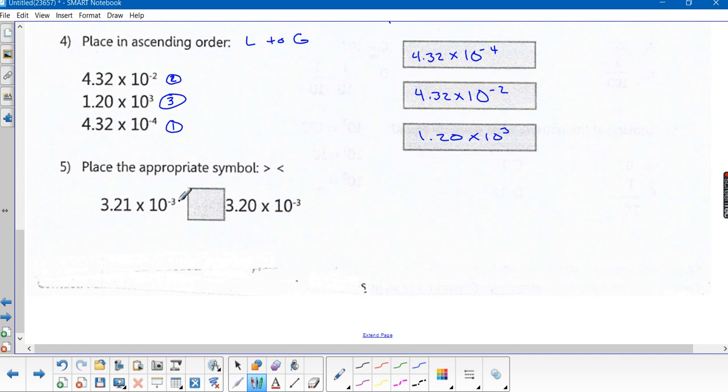Place the appropriate symbol. Anyway, 3.21 times 10 to the -3rd, and this is -3.2. Let's write these decimals above each other. That way we make sure we don't make a mistake. Okay, that one's bigger than this one. That one is bigger than this one, so we're going to put an alligator eating a bigger number. Bam, there it is.